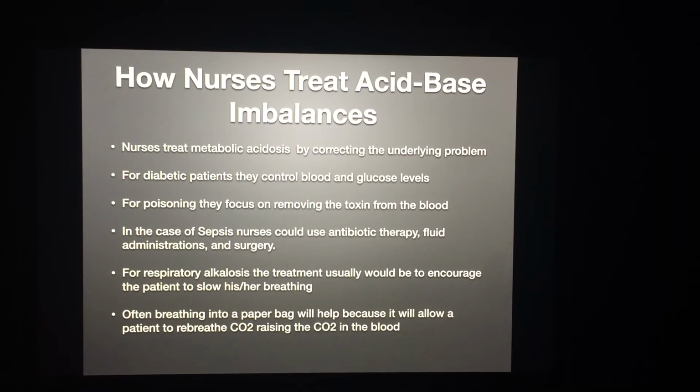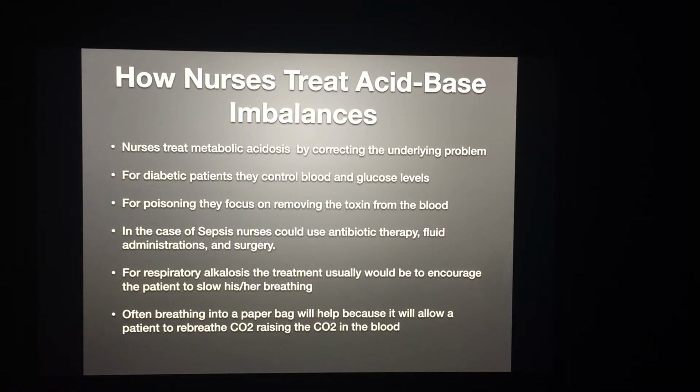How nurses treat acid-base imbalances. Nurses treat metabolic acidosis by correcting the underlying problem. For diabetic patients, they control blood glucose levels. For poisoning, they focus on removing the toxin from the blood. In the case of sepsis, nurses could use antibiotic therapy, fluid administration, and surgery.